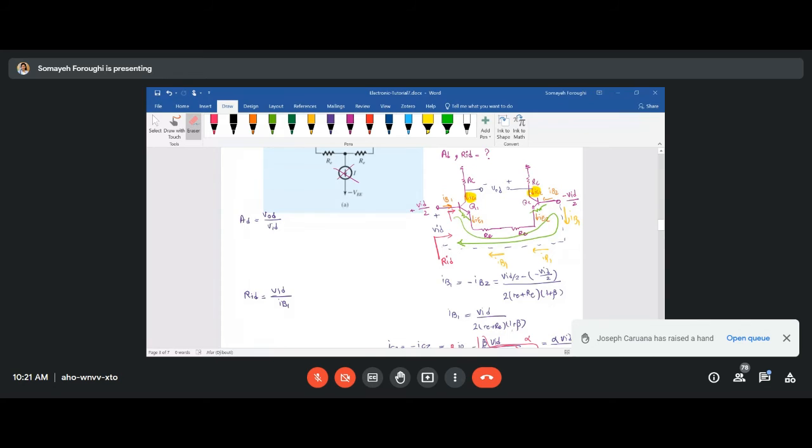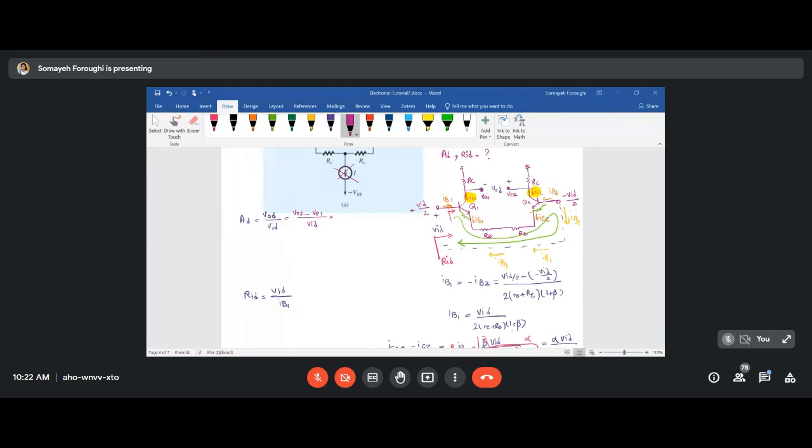Okay, now let me continue with finding VOD over VID as the voltage gain of this differential amplifier. Guys, VOD is, okay, so let me name this guy VO2. Let me name this point VO1. This is easier. Then VOD is the potential differential VO2 minus VO1, over VID. Then what is VO2? VO2 is the voltage over, let me clear this part, you will see better.